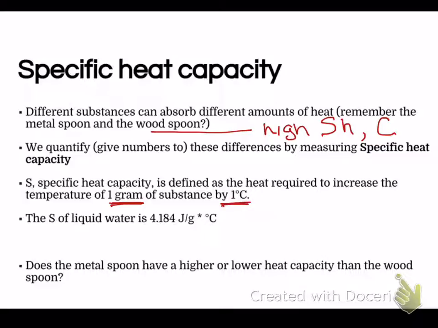So in this case, if I had 1 gram of a wooden spoon, it would take quite a bit of energy to heat it up by 1 degree Celsius, which is why the wooden spoon is the best choice to stir my soup with, not the metal spoon.